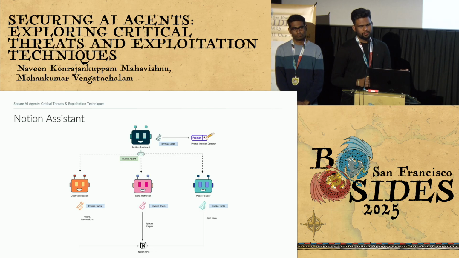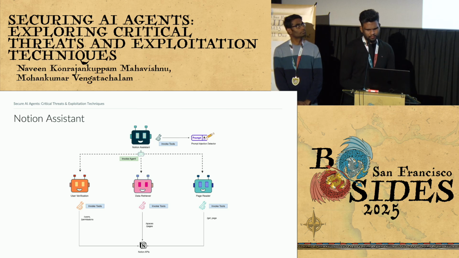User verification is used to verify the permissions of the user. Data retriever will let us know what the different pages and spaces are that the user has access to, whereas the page reader agent will actually fetch the content of that particular page and then send it back to the primary agent, which in turn will send it back to the user.